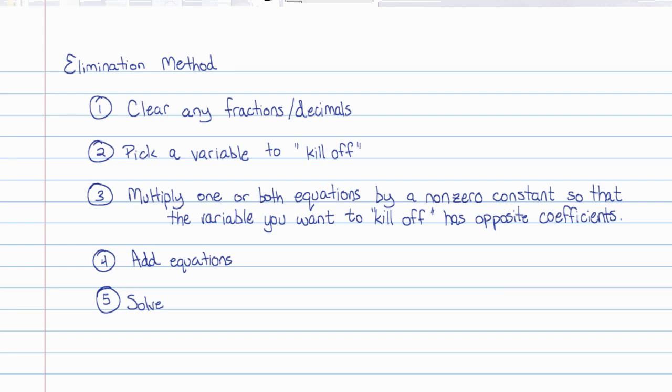Step 2: pick a variable to kill off. Usually you try to pick a variable that's quick, that's already opposite, the same variable in the other equation or whatever. But if there's no variable, if both x and y in both equations don't have opposites in the other equation, then you're going to have to do some multiplications. So step 3 is to multiply one or both equations by a non-zero constant so that the variable you want to kill off has opposite coefficients. Once you do have those opposite coefficients, you add the equations, that variable disappears, you only have an equation with one variable at that point, and you go ahead and solve.